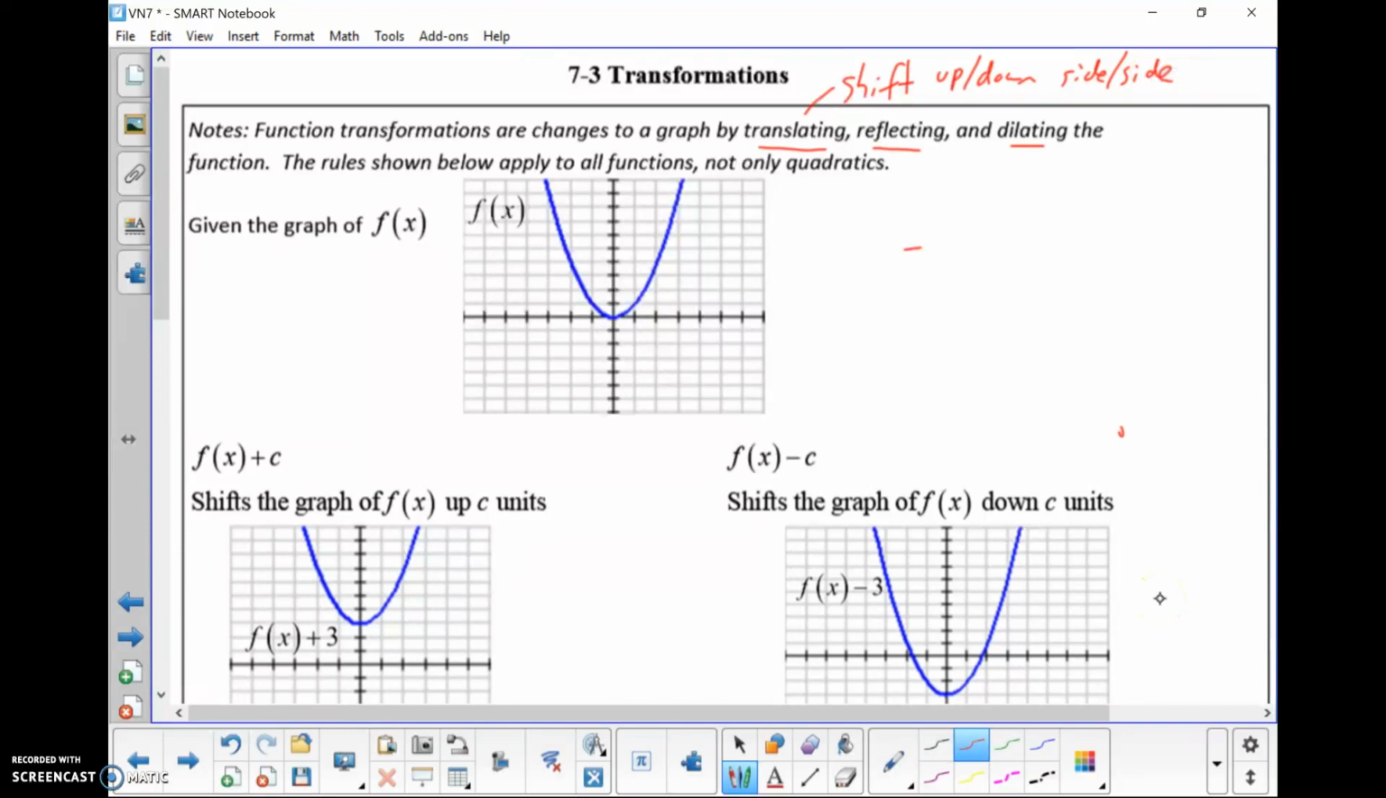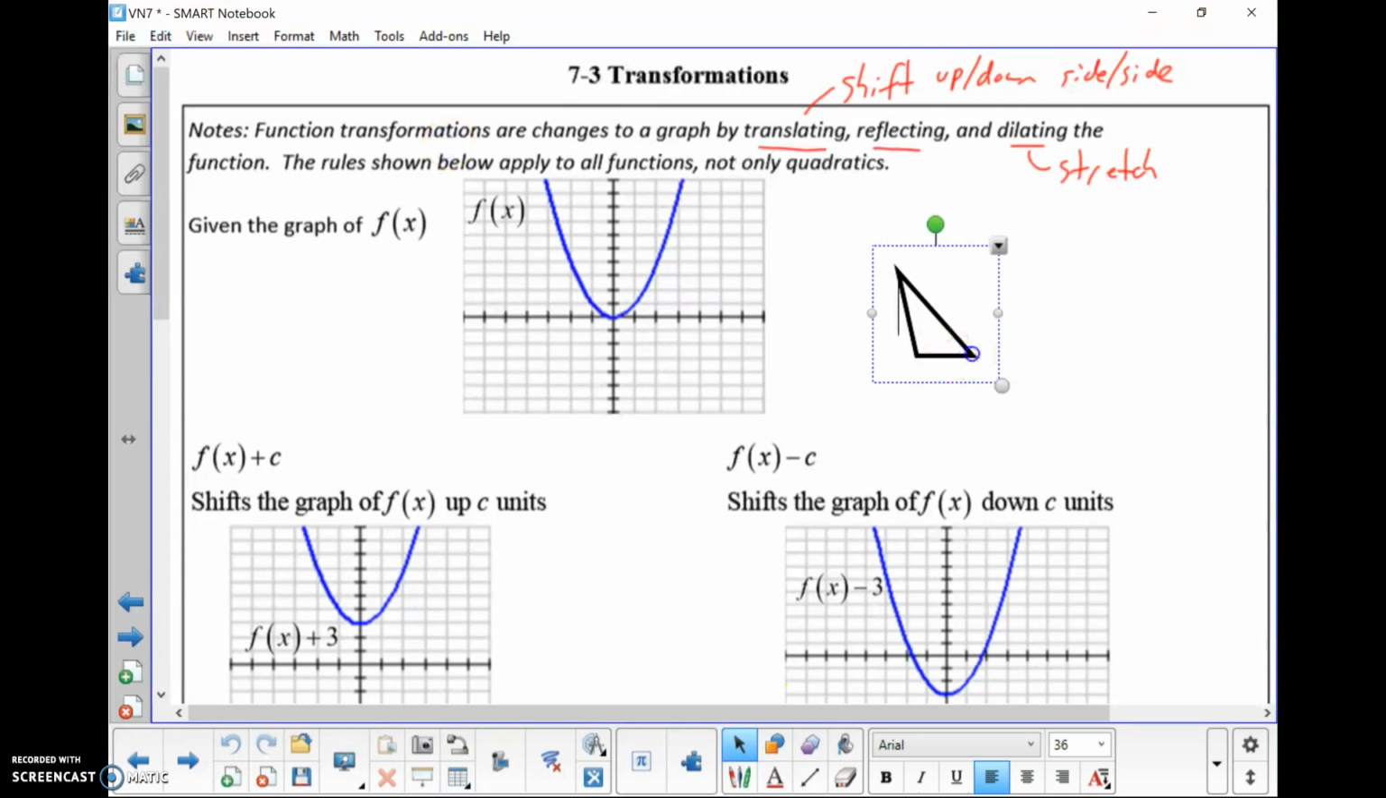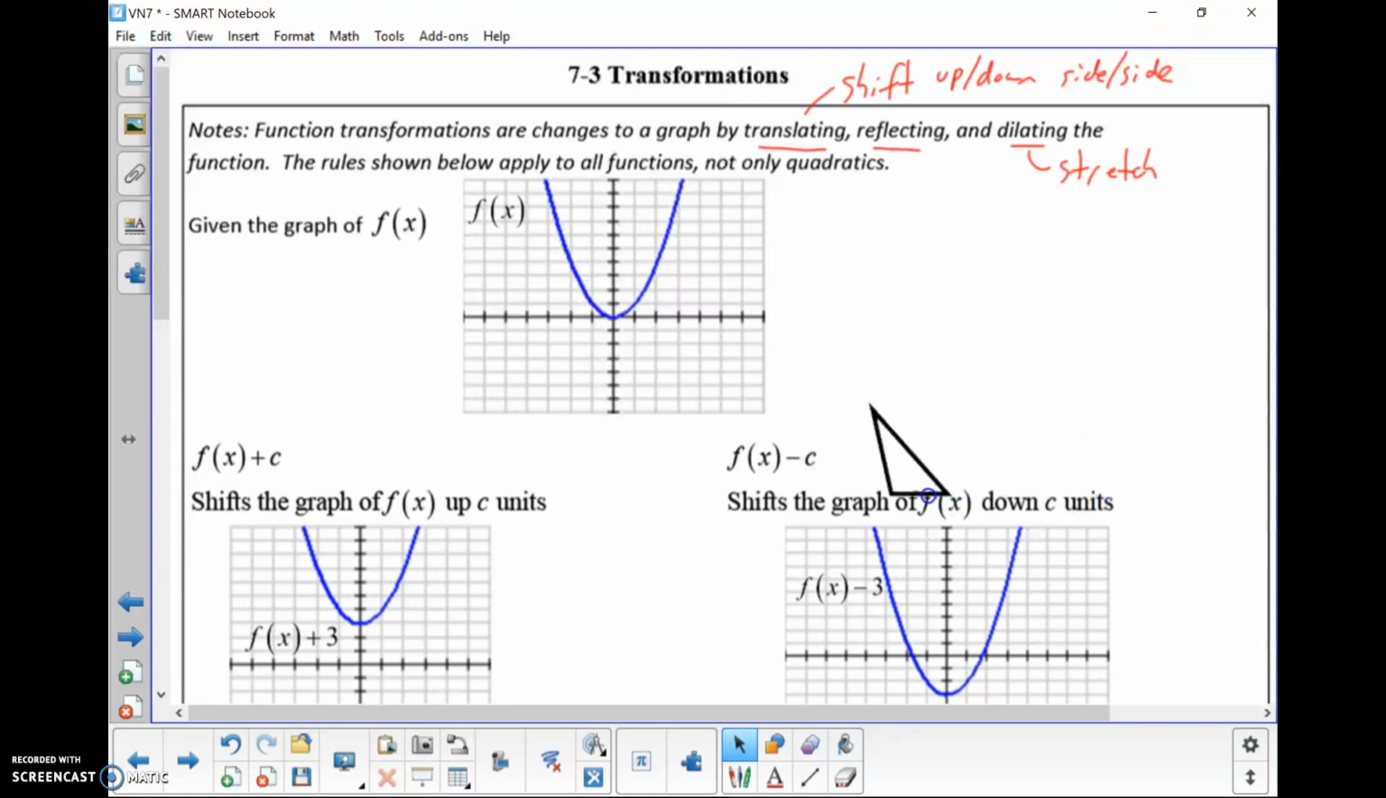But a reflecting, I think you know what a reflection is. We can reflect something over a line. And a dilation is kind of like a stretch. It can be a couple of different ways. Let me take a triangle out real quick and I'll show you. If I were to take this triangle, now moving it side to side is translating. So like right now I'm translating this triangle to the right, translating it down, translating it left, translating it up. So you could translate it all over the place.